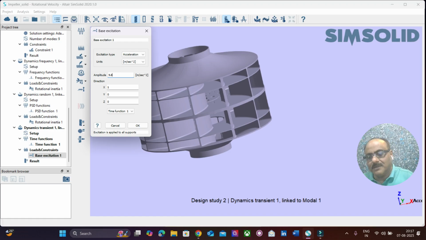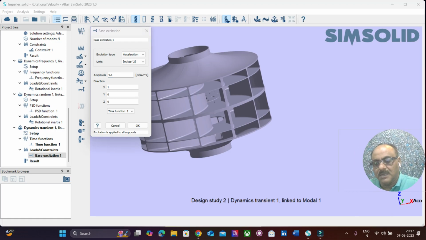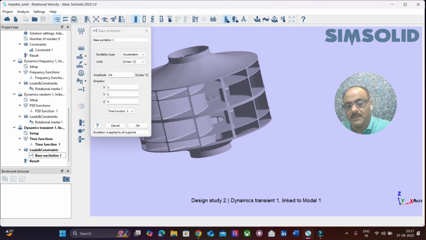And you can see the global axis. Here you will find the x coordinate, the y coordinate, the z coordinate. The impeller shaft axis is along the z axis. So we are applying a certain intensity across the direction x, and that is 9.8. The excitation type is an acceleration. So now a g force is applied.